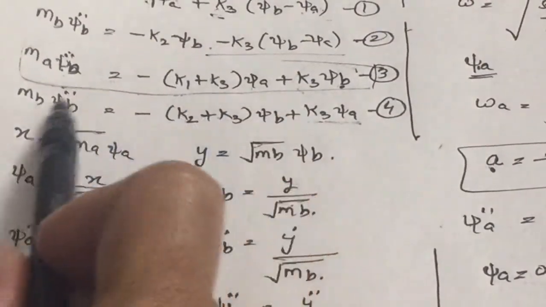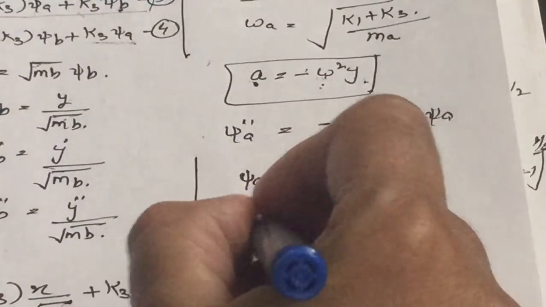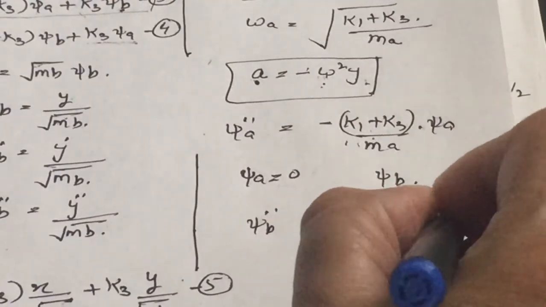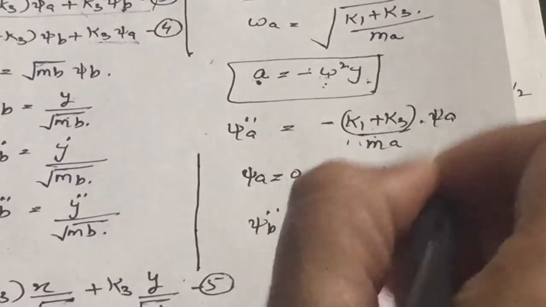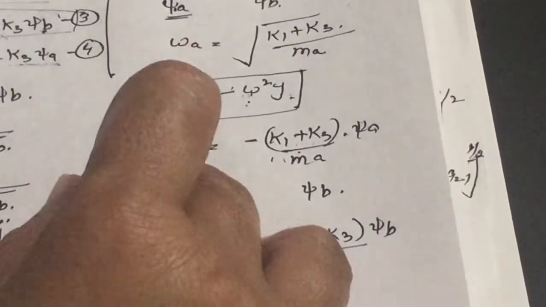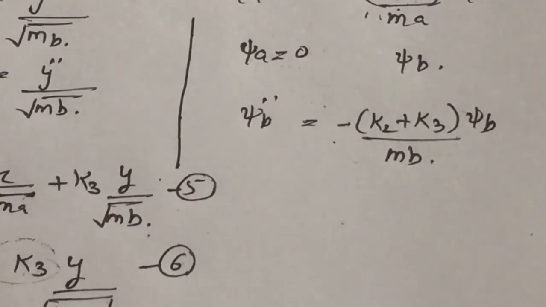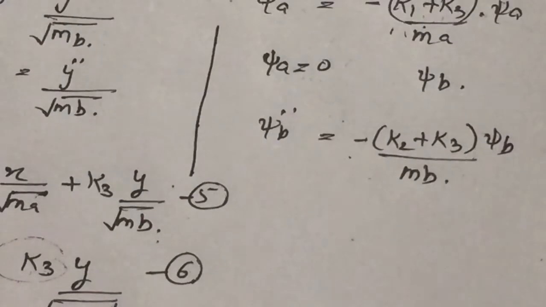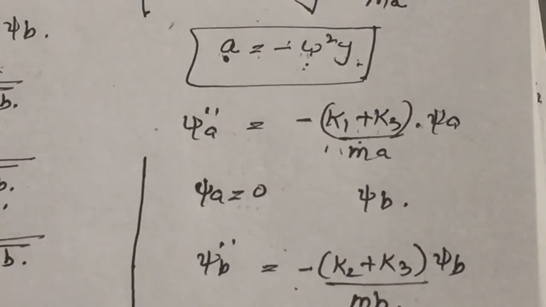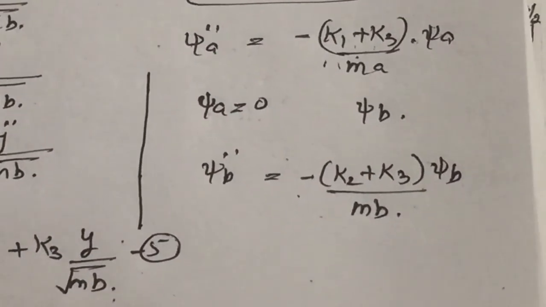If this term is equal to 0, then what will be the value of psi b double dot? You will get psi b double dot is equal to minus k2 plus k3 times psi b divided by mb. And again, you just evaluate what this equation corresponds to. If we equate the equation psi b double dot is equal to minus k2 plus k3 times psi b divided by mb with our previous equation, that is a is equal to minus omega square y, we will find out that this omega square is nothing but k2 plus k3 divided by mb.